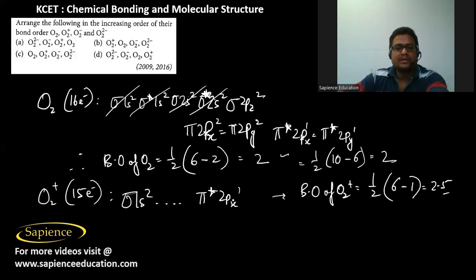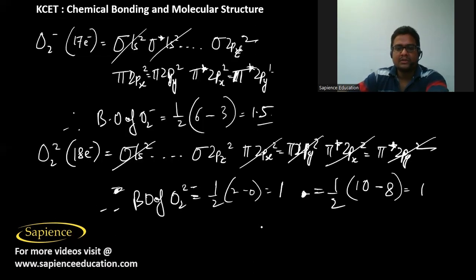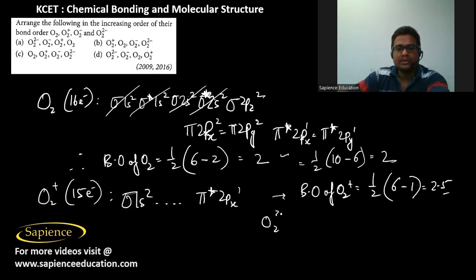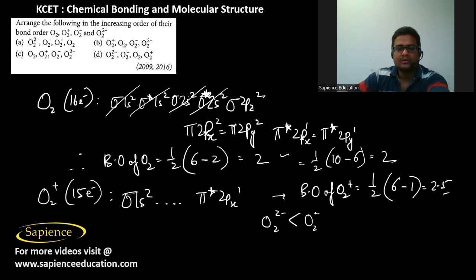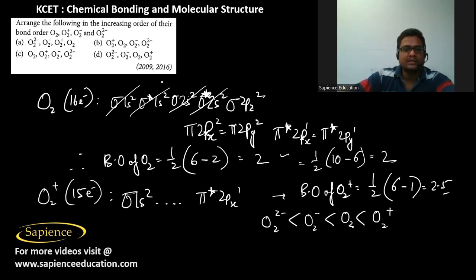Therefore it is asked to arrange the following in the increasing order of their bond order. The least bond order is for O2 2 minus, and then for O2 minus the bond order is 1.5, and then slightly higher is for O2, and then the highest is for O2 plus. So O2 plus has the highest bond order. So it means that option D is the correct answer.